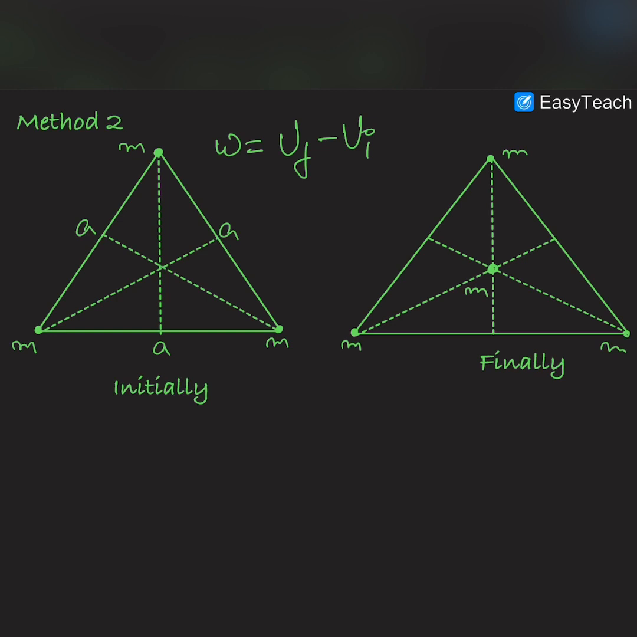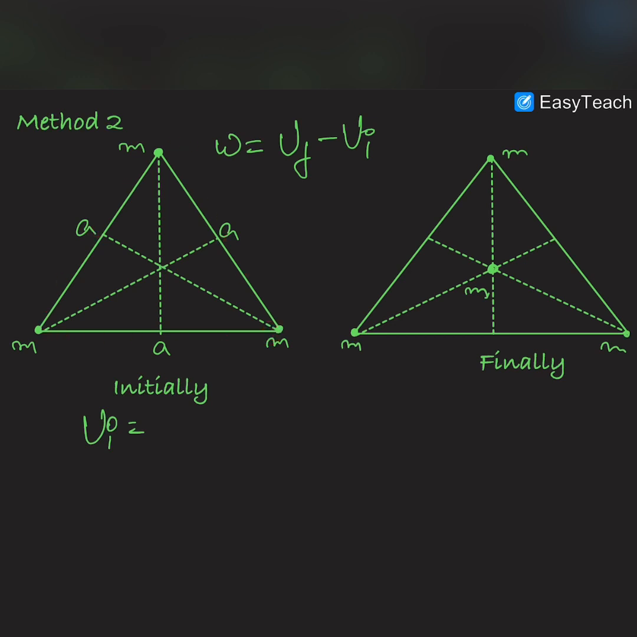So if we have done some additional amount of work in bringing this mass, then that work done would be stored in this system in the form of potential energy, due to which the potential energy of this system would be greater than the initial potential energy. So if we need to find out the work done by us in bringing this mass from infinity to this point, then we can just find the difference between this final potential energy and this initial potential energy. So obviously the initial potential energy would be calculated by analyzing the pairs.